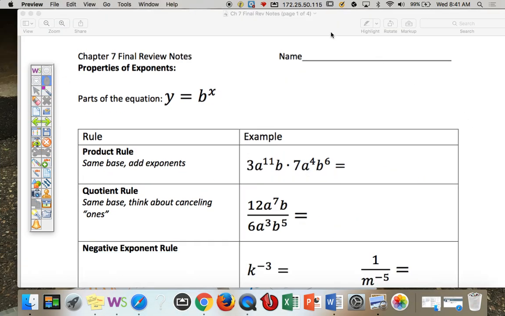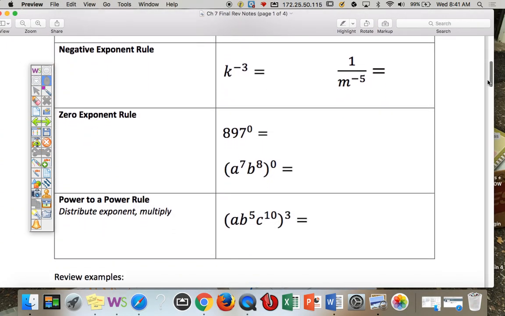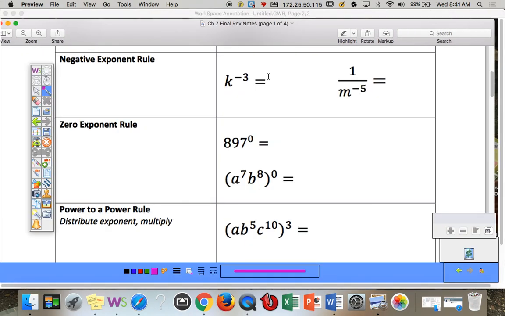The negative exponent rule, we did an investigation and we noticed that you can flip them and make them positive. So it's k to the negative 3. This is the same as 1 over k to the 3. Likewise, if we have 1 over m to the negative 5, that's the same as m to the 5 if you move it to the top.